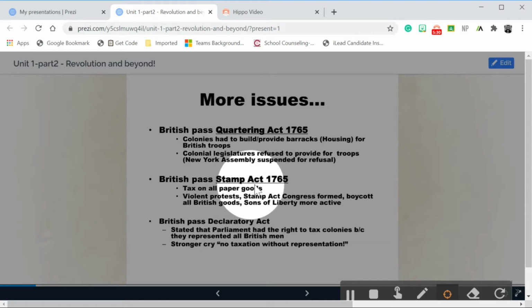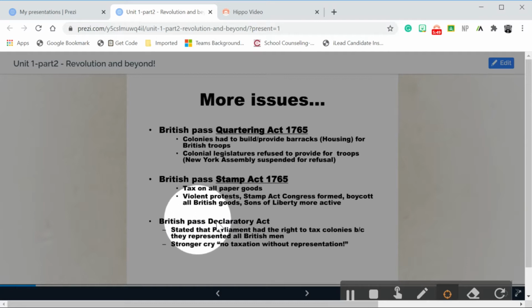Then you had the Stamp Act of 1765, taxes on anything that was printed out on paper. We got taxed on it. The Stamp Act Congress was formed, and a boycott was organized by the Sons of Liberty, and also some of the ladies too. They became a lot more active.